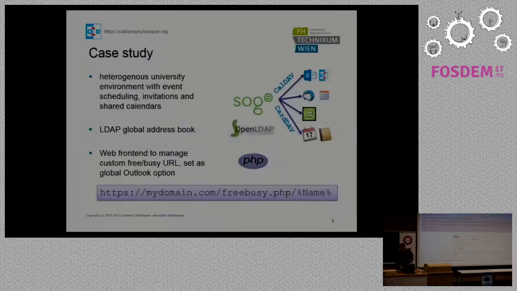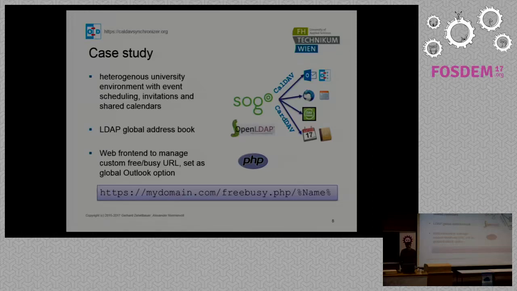As a small case study, I can show you the deployment we did in a university setup. It's quite a heterogeneous environment. We try to support all possible clients. On the server side, we have a SOGo groupware server. Supported clients are Outlook, of course, with our add-in, then Thunderbird Lightning. On the mobile side, we support Android with DAVdroid. It's another open source CalDAV client, which we can recommend. And of course, there's native CalDAV and CardDAV support in all Apple devices.